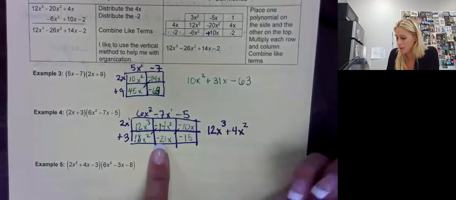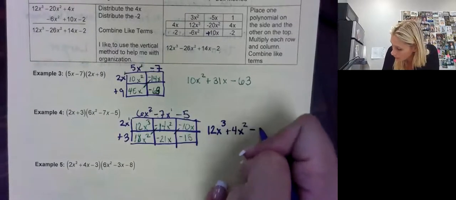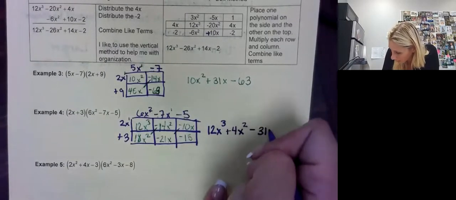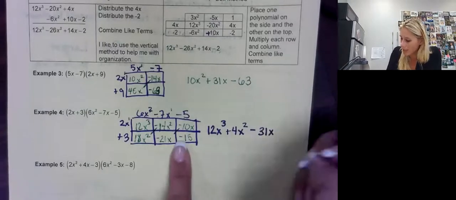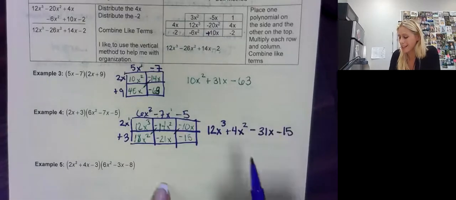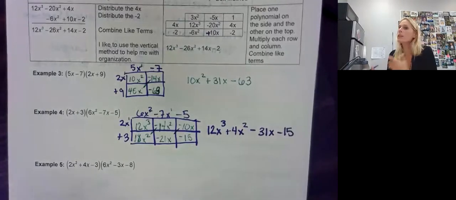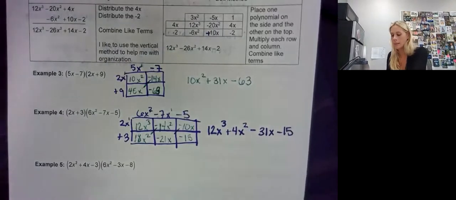Then I have negative 21x and negative 10x. So that gives me negative 31x and then minus 15. It's nice too because it goes down. If I had any repeated exponents, I know I did something incorrect.